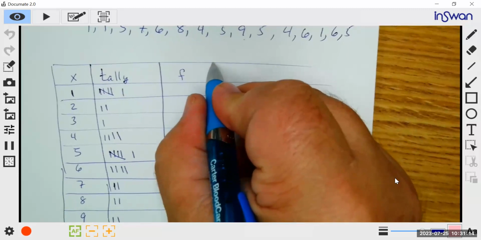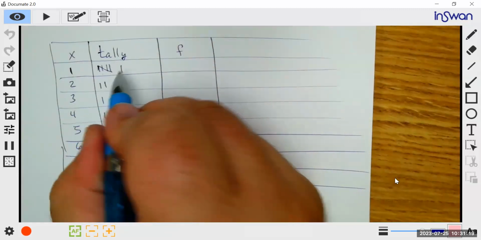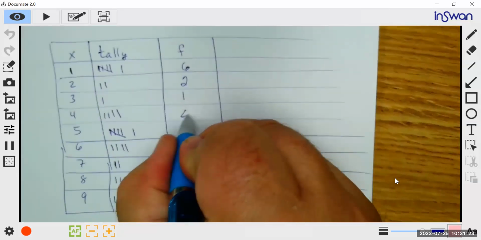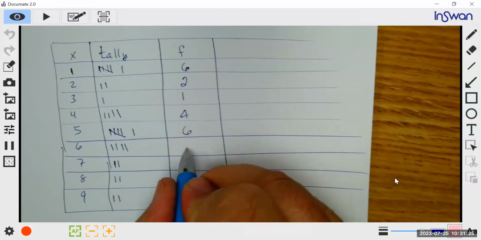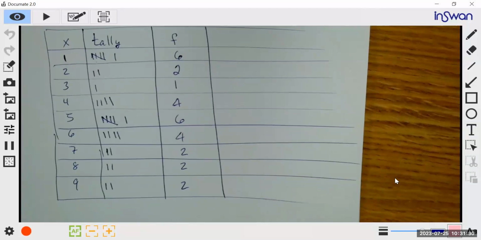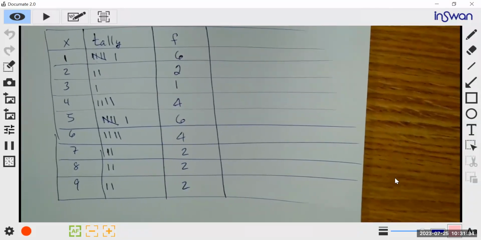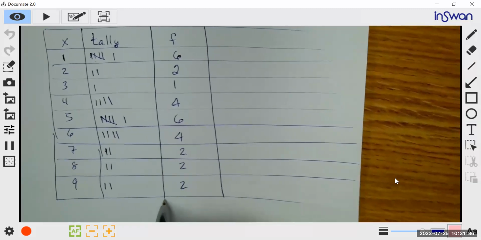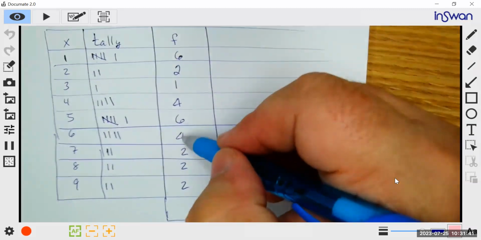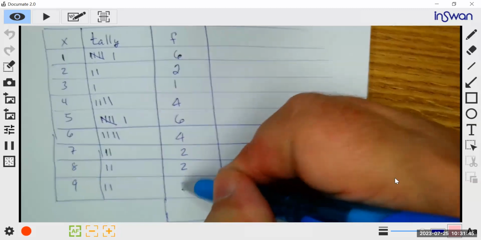Now we'll create our frequency column. 6, 2, 1, 4, 6, 4, 2, 2, 2. How do I check to see if that's correct? Add them up. 10, 20, 22, 24, 26, 28, 29.